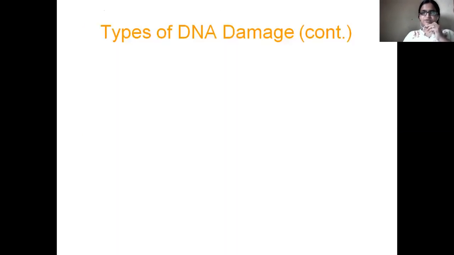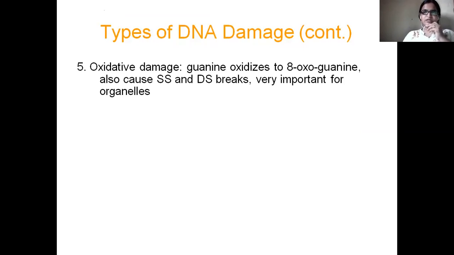Next is types of DNA damage. In this continuation, this is the fifth one, that is oxidative damage. Here, oxidative damage may be due to oxygen free radicals. Here, guanine oxidizes to 8-oxoguanine, also causing single stranded or double strand breaks, very important for organelles. Here guanine is changed to 8-oxoguanine.